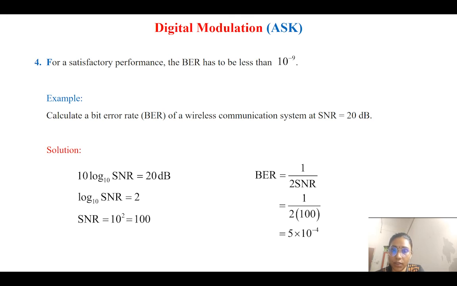As an example, the question states: calculate the bit error rate of a wireless communication system at SNR equals 20 dB. As a solution, the SNR is in dB. Firstly, we convert it using the formula. We get SNR equal to 100. Then substitute the new SNR value in the formula which consists of SNR. The bit error rate is 5 times 10 to the power of -4.